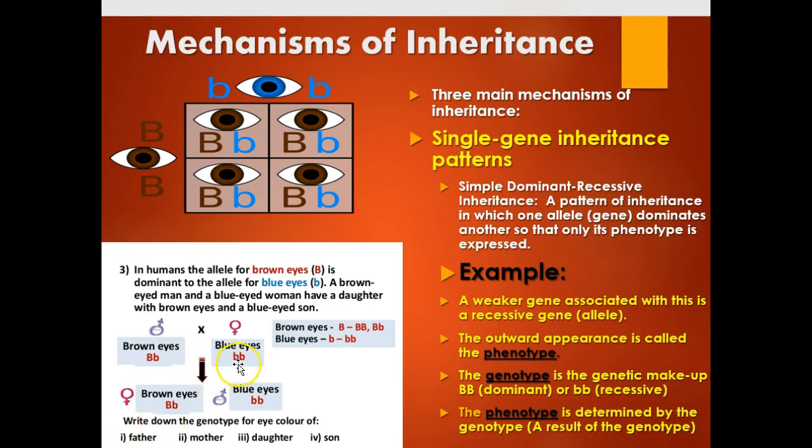So if you see here, anytime you have two recessive traits, you're going to have blue eyes. Two dominant traits, you're going to have brown eyes. So anytime a dominant gene is paired with a recessive gene, it is going to be a dominant trait.